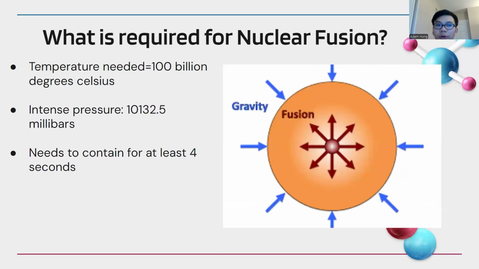So what is required for nuclear fusion? The temperature needed for this process is 100 billion degrees Celsius. It also requires intense pressure of 10,132.5 millibars, which is 10 times the atmospheric pressure of Earth. Additionally, the fusion fuel, which is the deuterium and tritium, needs to be contained for at least 4 seconds in order for fusion energy to actually start generating.